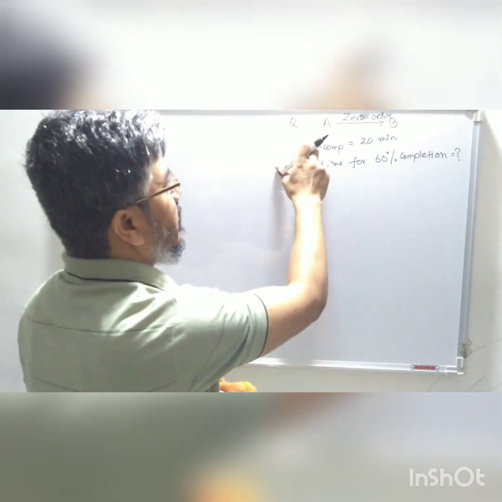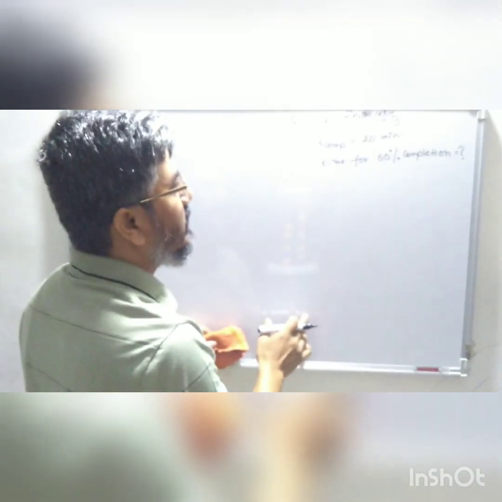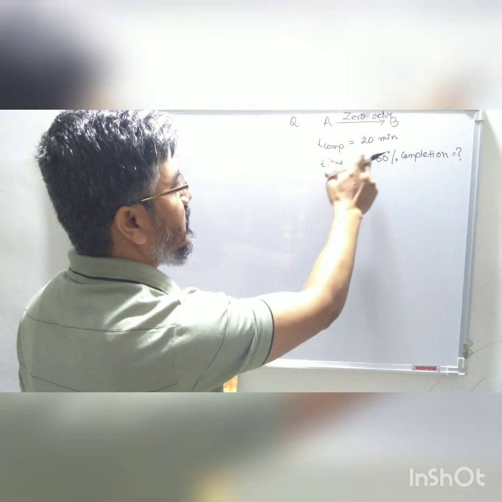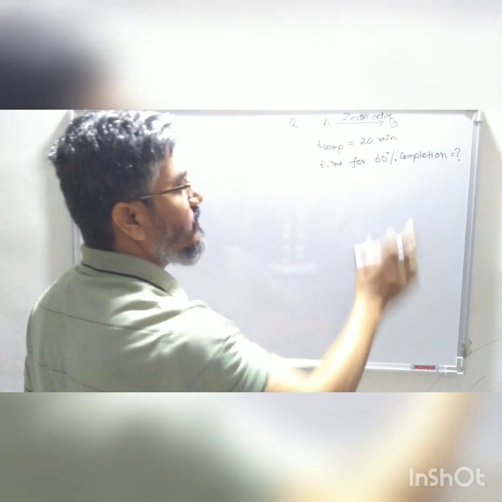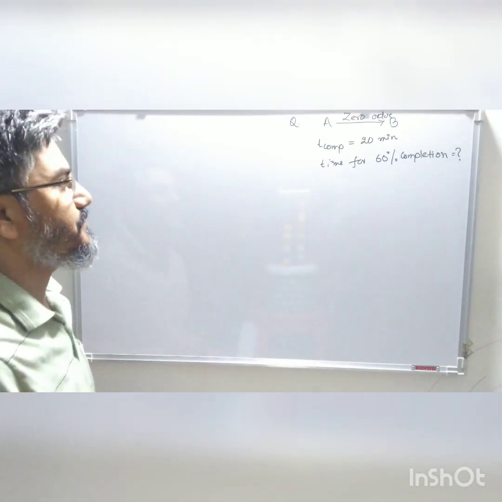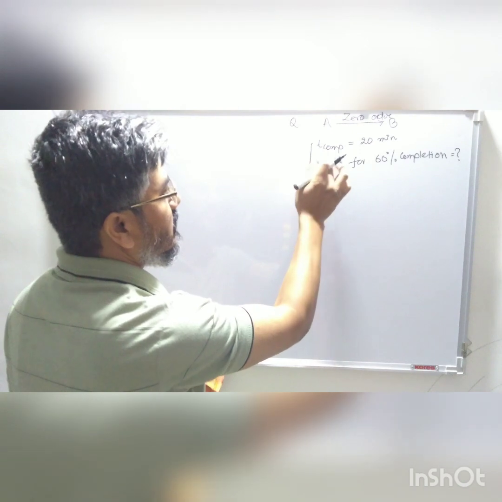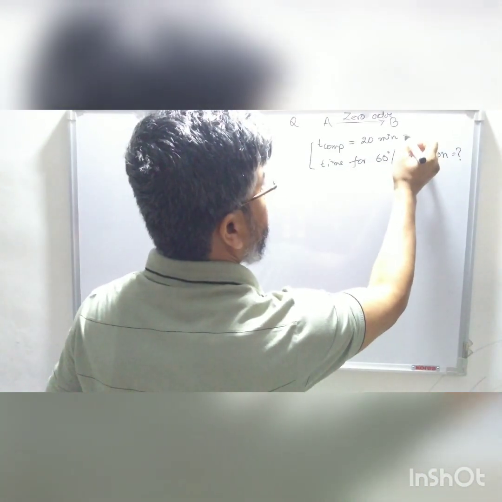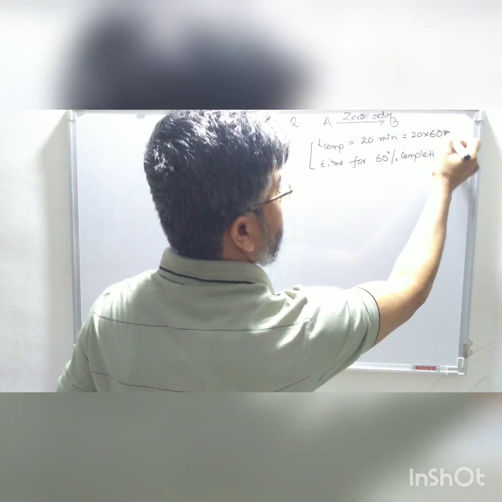The question says we have a zero order reaction in which A is converted into B, and the time required for completion of this zero order reaction is 20 minutes. Then the question says what is the time required for 60% completion of the reaction. So we have two conditions given here. Time required for completion is 20 minutes, so this 20 minutes means 20 into 60 seconds.